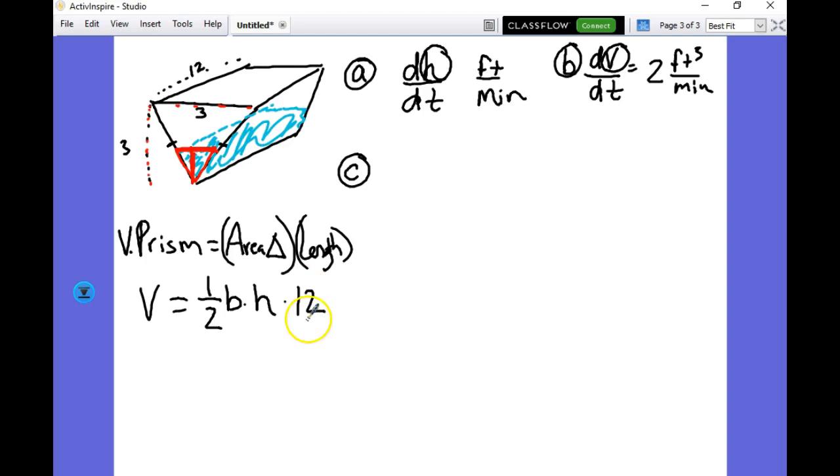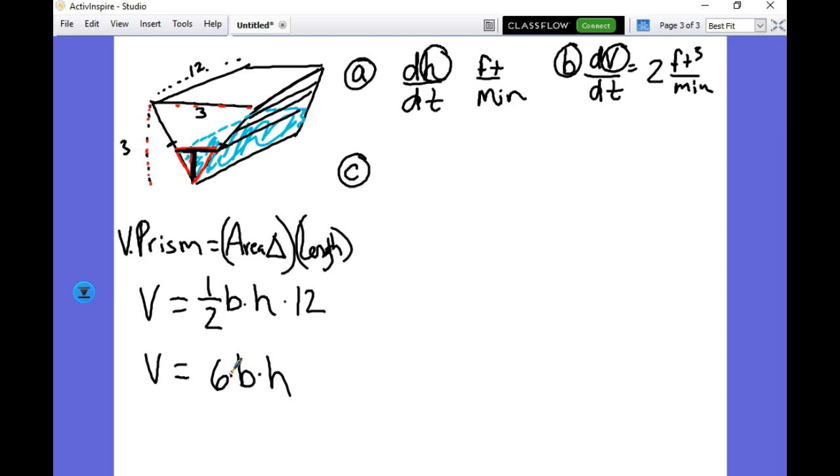Now notice that I put a 12 in and I didn't put L, but here I put letters. Why is that? Well, let me ask you, in this entire problem, does the length change? No. The length is always 12 all the way up. But this base and this height are constantly changing. They're both increasing. Okay? So there's our formula. But now, I guess we could simplify this a little bit. 1/2 times 12 is 6. So now here is your volume of the triangular prism.